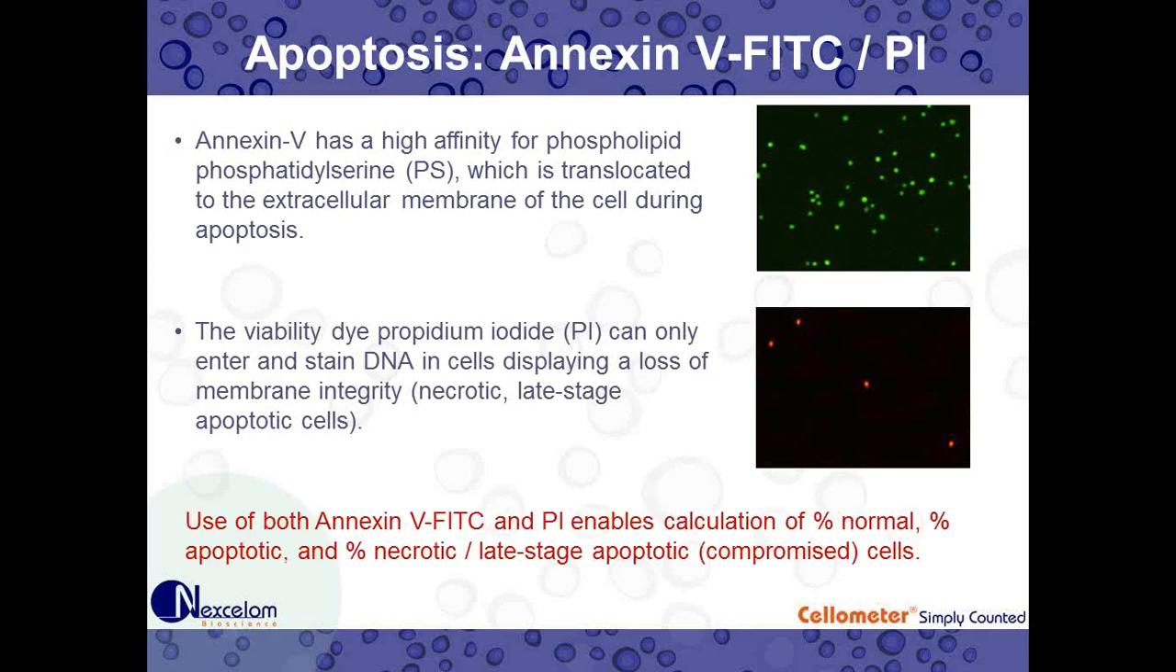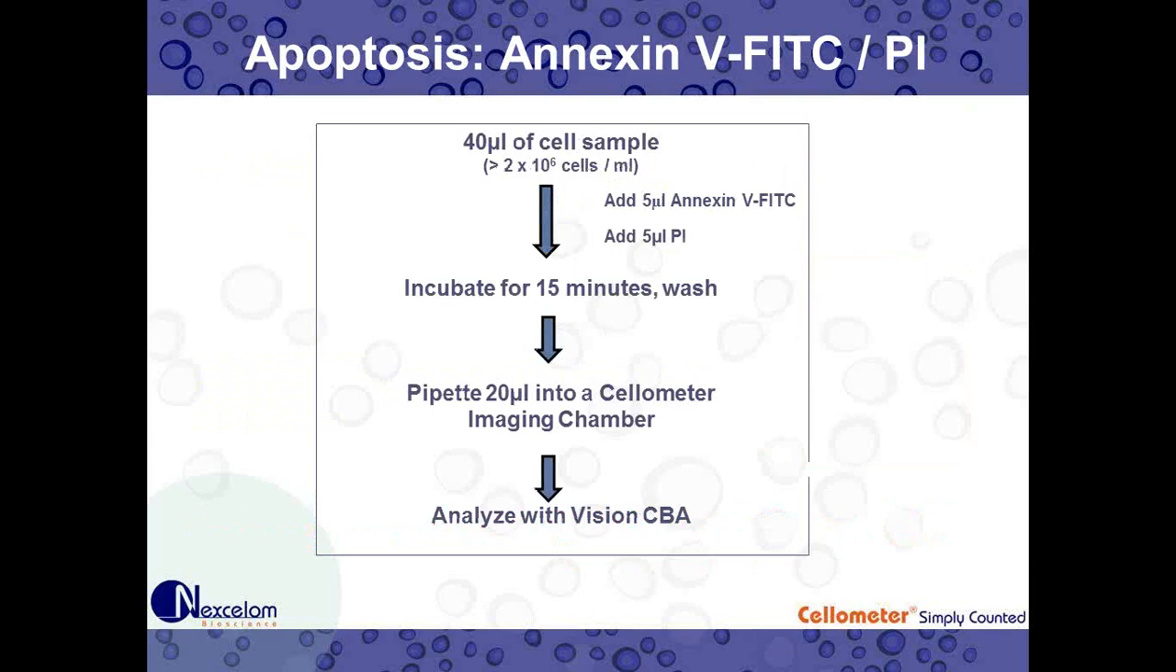So use of both Annexin V-FITC and PI enables calculation of percent normal, percent apoptotic, and the percent of compromised cells. So to perform this procedure, we take 40 microliters of our cell sample, add 5 microliters of Annexin V-FITC, and 5 microliters of PI, incubate for 15 minutes and wash. We then pipette just 20 microliters into a Cellometer imaging chamber and analyze with the Vision CBA.